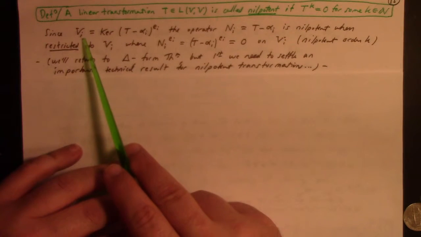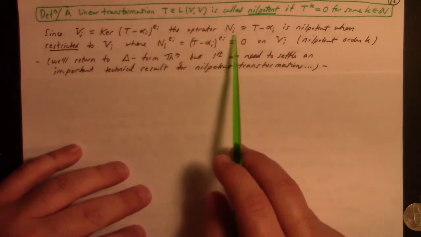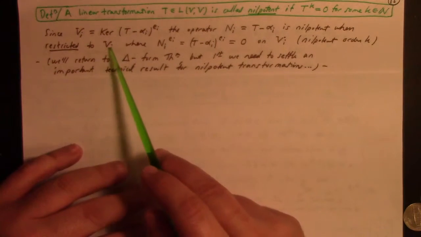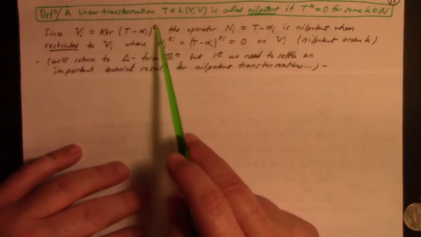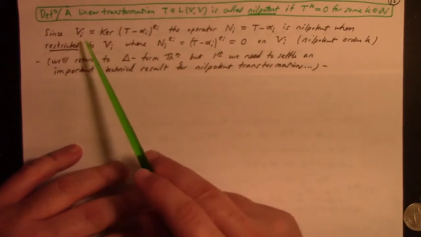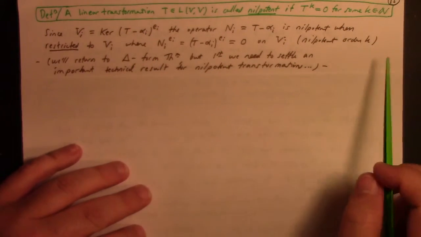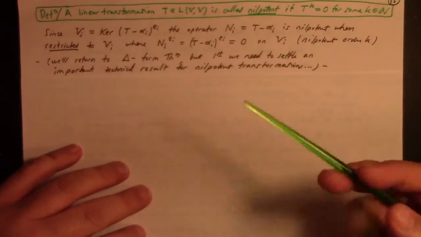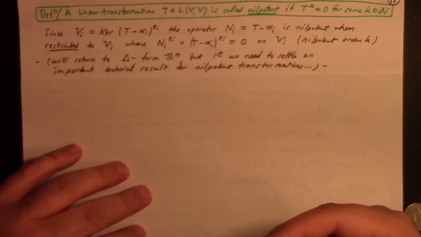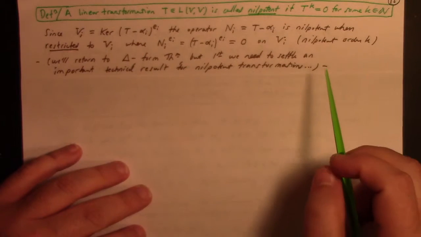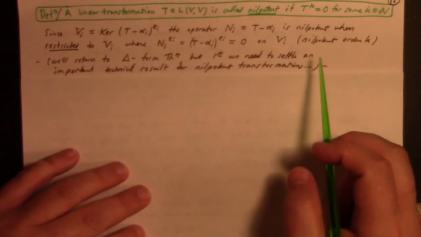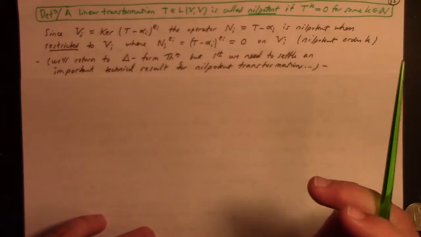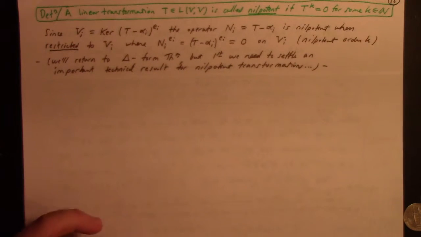Now, here's the deal, though. Since V_i is the kernel of that, the operator N_i, which is T minus alpha_i, is nilpotent when restricted to V_i, right? Because T minus alpha_i to the e_i maps to 0 if you plug in stuff from V_i, right? So in other words, N_i is nilpotent, I would say of order k, because in order to say order k, I would need to know that k minus 1 was not 0. I guess the order of the nilpotent doesn't matter too much to the stuff we do in here. It will matter if we study chains more carefully, as we probably should.